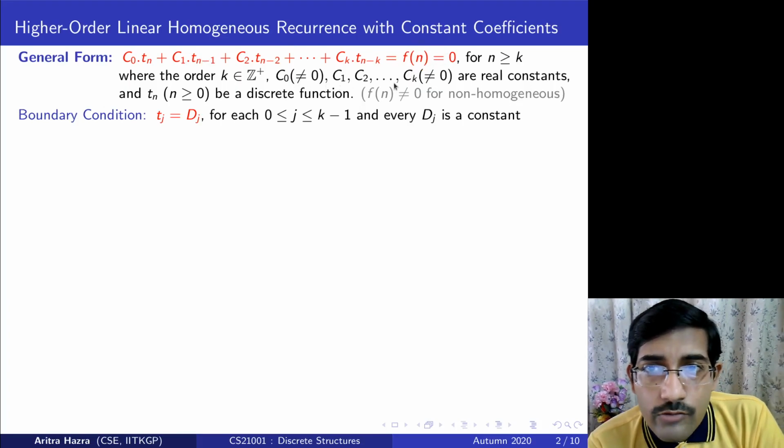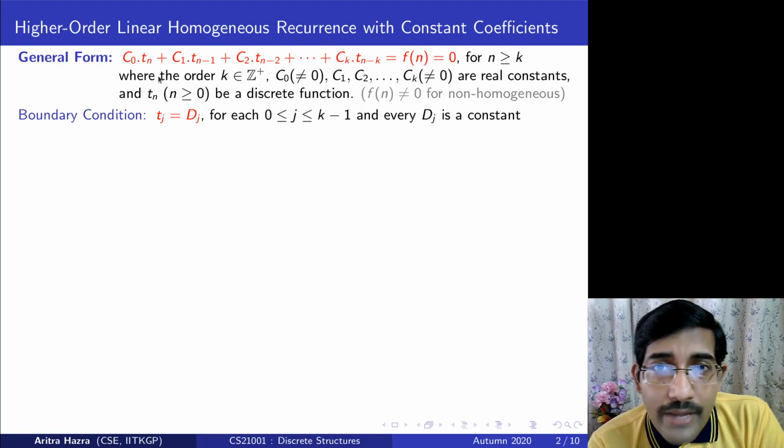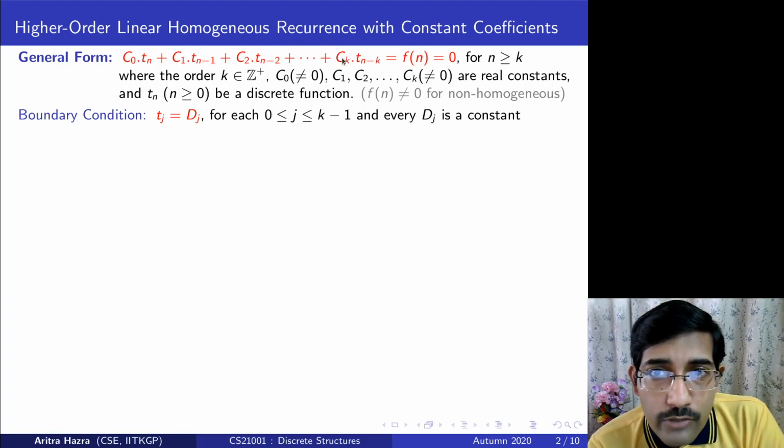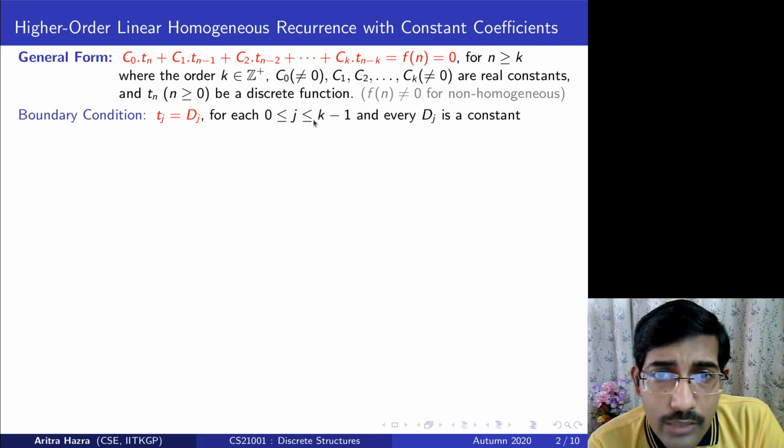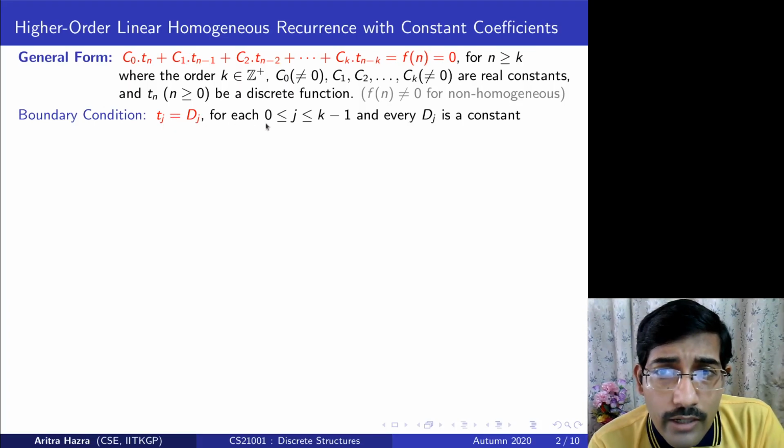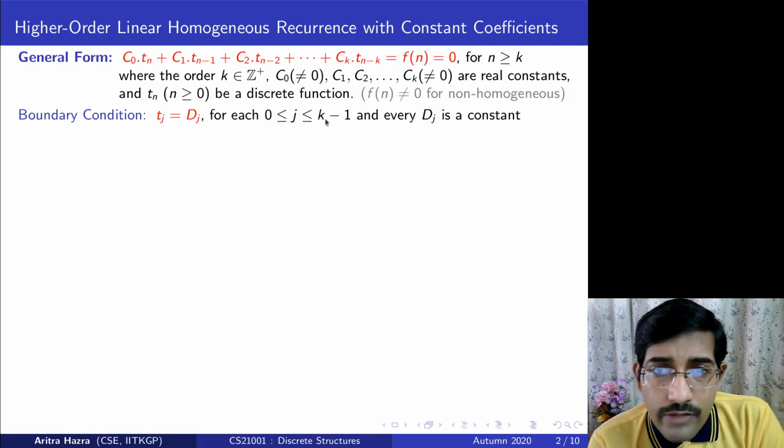Here C0 not equal to 0 and Ck not equal to 0 are the real constant conditions, because to make it kth order, these two terms must not be equal to 0. As we have seen in the second order, C0 and C2 were not equal to 0. And the boundary conditions we found are Tj equal to Dj, that is T0 equal to D0, T1 equal to D1. So in second order, we have two boundary conditions, T0 and T1. For kth order, we need k boundary conditions to solve for our constants when we go for the solution. So these boundary conditions are required: T0, T1 and up to T(k-1), where every Dj is a constant.